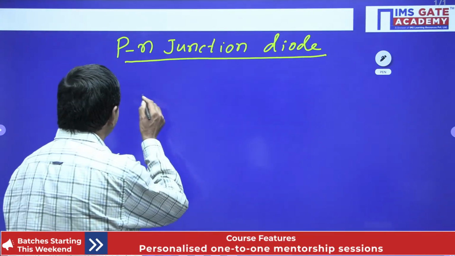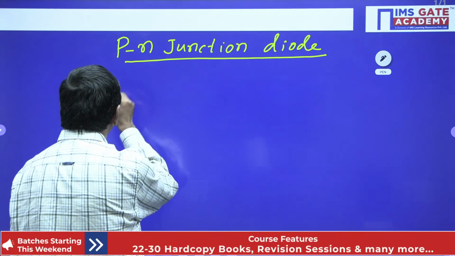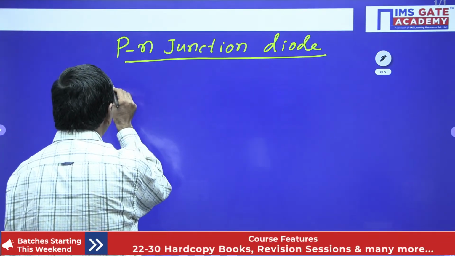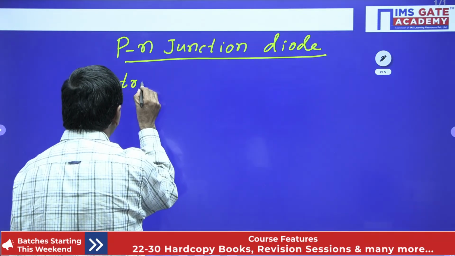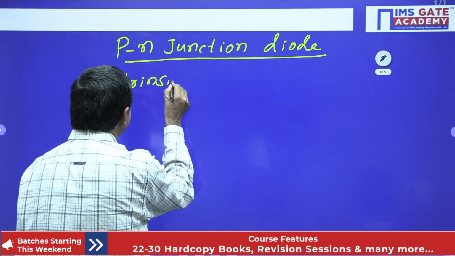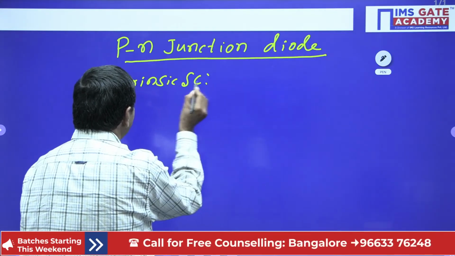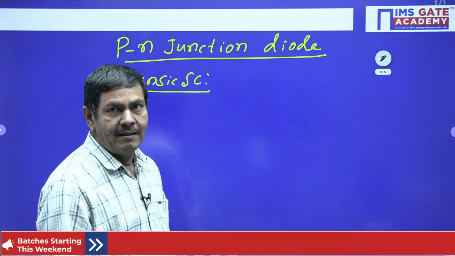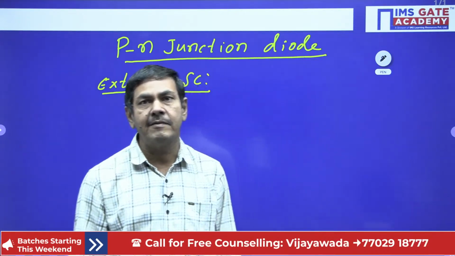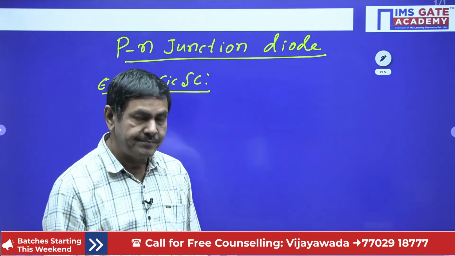So initially I wish to select extrinsic semiconductor. We should know well about the extrinsic semiconductor initially. Without knowing extrinsic semiconductor, we can't do anything. After knowing extrinsic semiconductor, I will start PN junction diode, I said.